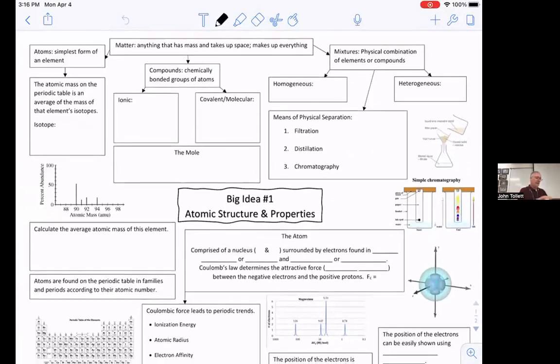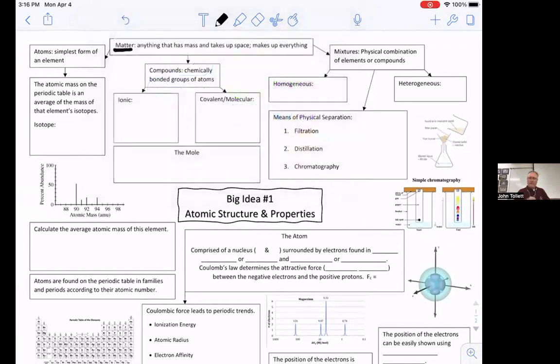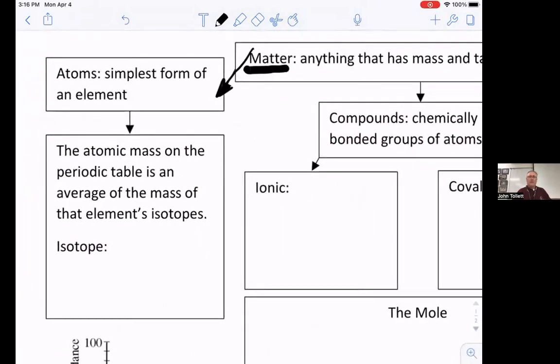Starting up here at the top, kind of a definition of matter. Matter: anything that has mass and takes up space. You guys understand that matter is pretty much everything. It makes up everything. If we scroll to the left here and I zoom in a little bit, atoms are the simplest form of any element. That really is just a definition.